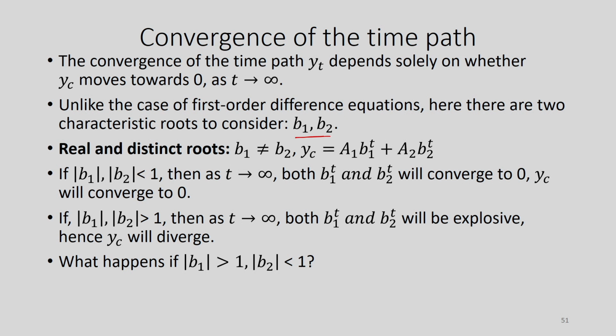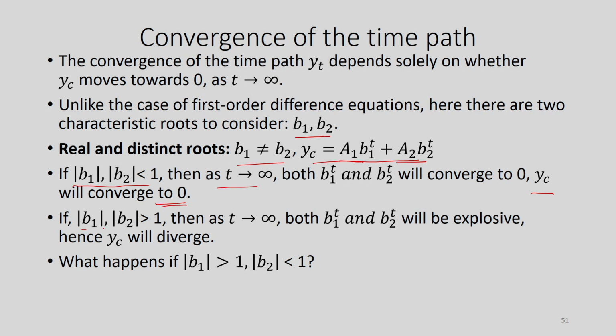First, let us take the case of real and distinct roots where b 1 is not equal to b 2. We know this is the complementary function. Now, if the absolute value of both are less than 1, then it is clear that as t goes to infinity, both these terms, a 1 b 1 to the power t and a 2 b 2 to the power t, will tend towards 0. Both of them will converge towards 0. That means y c will converge towards 0. So, this is just one case.